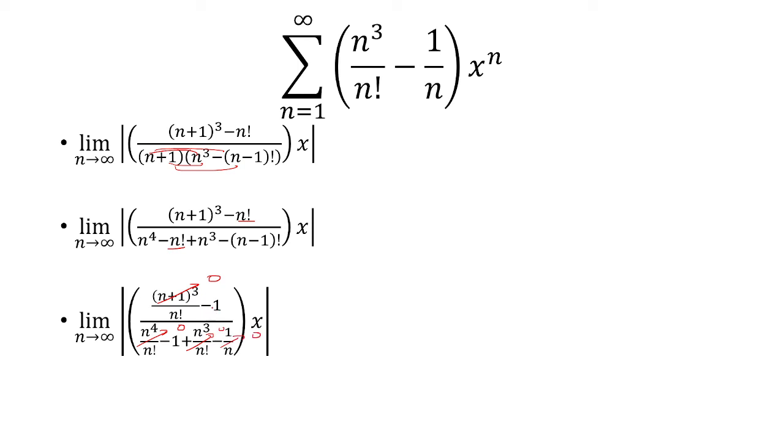So really what's left is a negative 1 over a negative 1, which is a positive 1. And that's going to be multiplying x. So we have the absolute value of x, and this has to be less than 1 in order for the series to converge. So we just want the radius of convergence. This is going to be the radius here, which is going to be 1. And that is our answer.